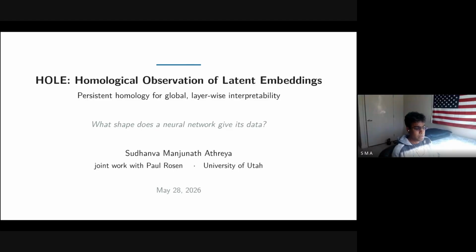which is looking at the latent embeddings of neural networks and looking at the shape, basically. And so this whole project was structured around answering one question, which is looking at the shape the neural network gives its data. And you can also check out the paper if you're interested.